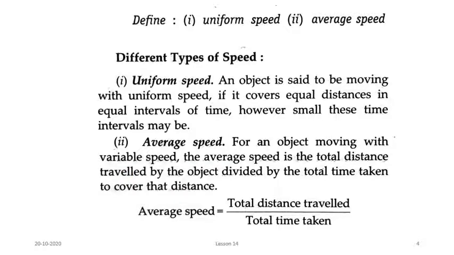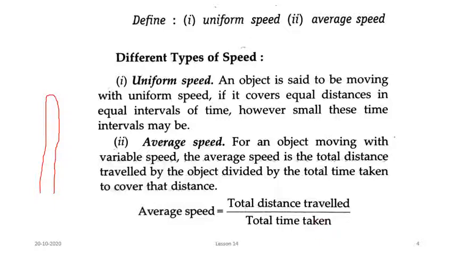Suppose you are going from point A to B and then you return from B to A. In this case you are covering this distance twice. So average speed will be the total of this distance and the total time it takes to cover this distance. So average speed equals total distance traveled by total time taken. Fine.